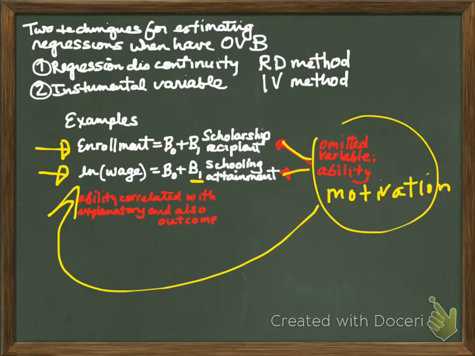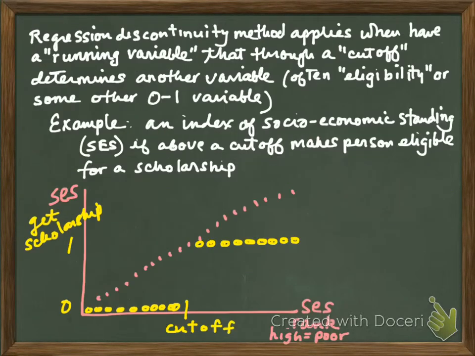The effects are maybe there, but because the scholarship is correlated with ability and because ability is correlated with enrollment, it will look like the scholarship is having a big effect. So we need to correct for that. So there are two methods, the RD method and the instrumental variable method.